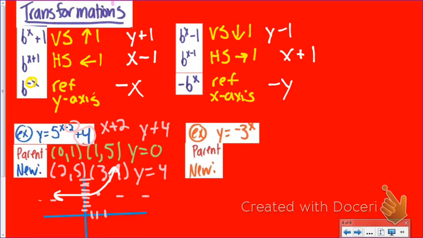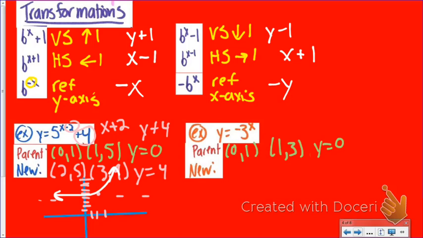Alright, same idea on the next one. I'm going to come up with my parent function points first. So the first point on there is going to be 0, 1. Then 1 comma the base, my base is 3. And then I have the horizontal asymptote, y equals 0.